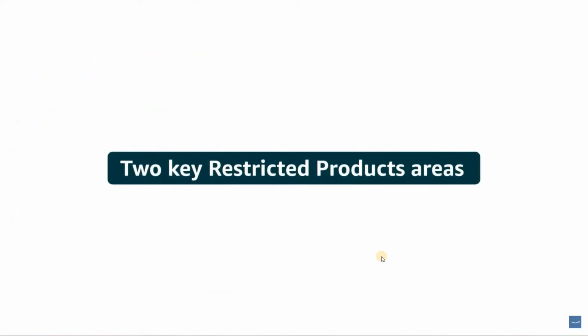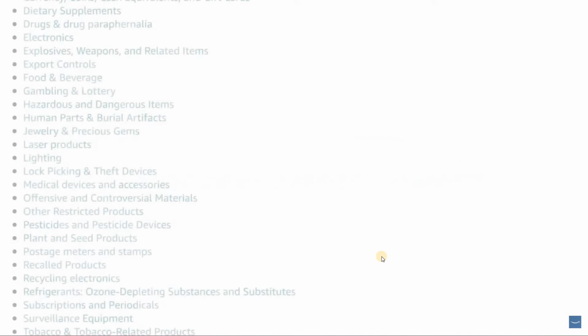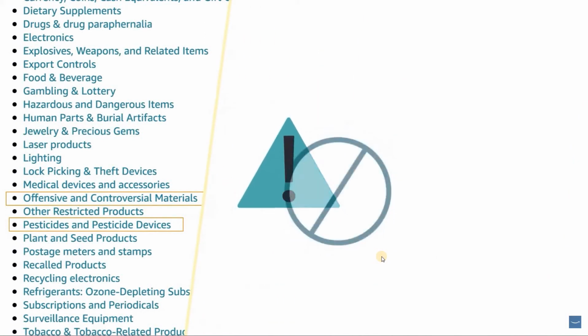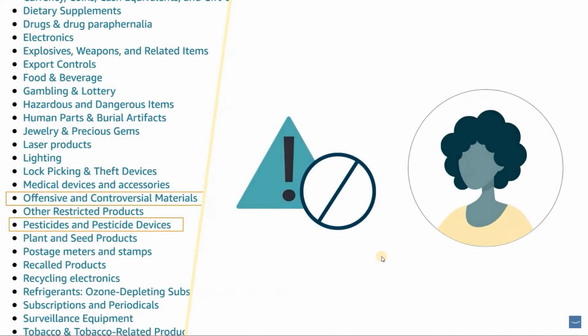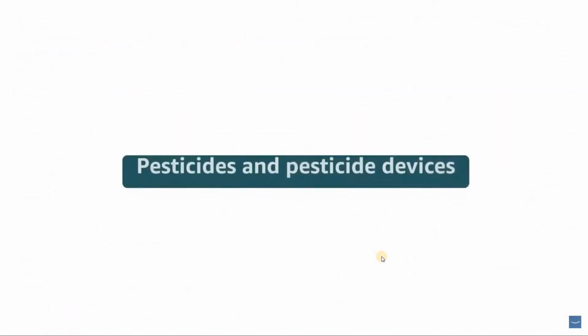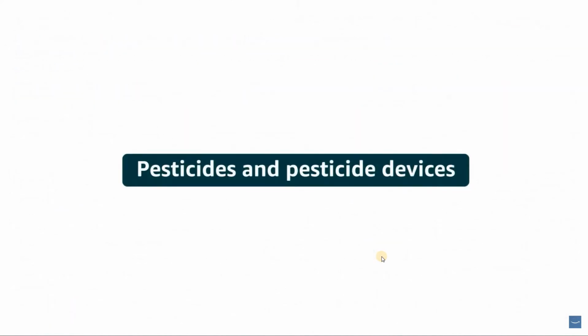In the next few minutes, we will dive deep into two key restricted products areas, pesticides and pesticide devices, and offensive and controversial materials, to highlight important restrictions sellers should be aware of, particularly when creating new listings. Example 1. Pesticides and pesticide devices.